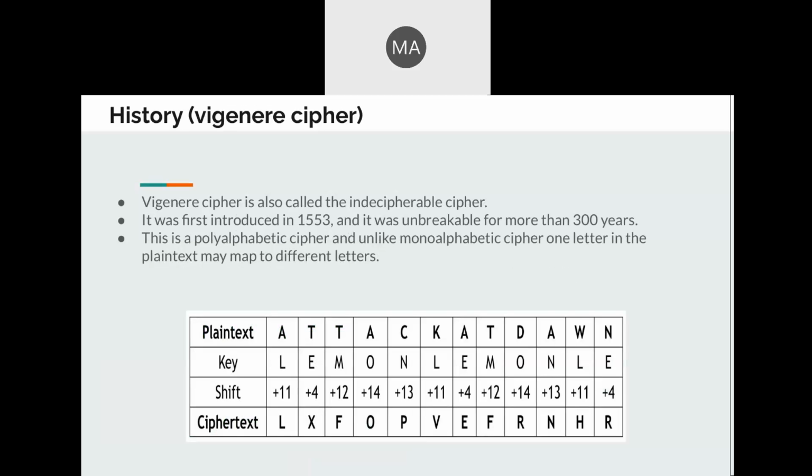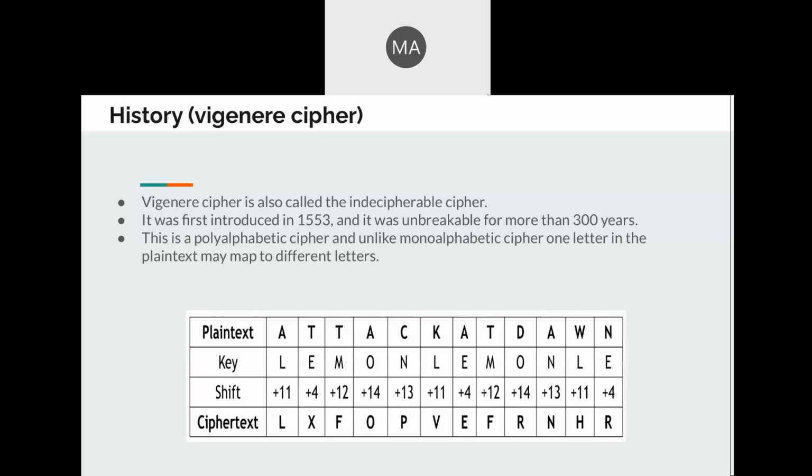So another traditional cipher is the Vigenère cipher. It was a polyalphabetic substitution cipher, introduced in the year 1553, and was secure for more than 300 years. In this cipher, the key was a secret word, and the secret word is placed iteratively along the sensitive message, and the corresponding alphabets in the plain text are shifted accordingly.